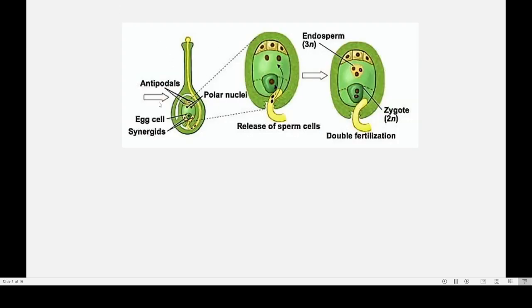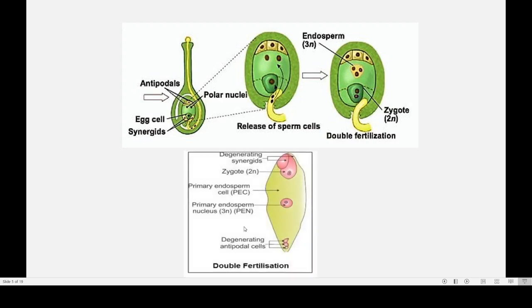Here also you can see the same situation. The pollen tube is entering through the micropyle. One male gamete is fusing here and one will be here. So at the end of the fertilization we will be getting the zygote and endosperm. Here also you can see double fertilization taking place. At the micropylar end you will have the zygote, and the other cells will be degenerating.